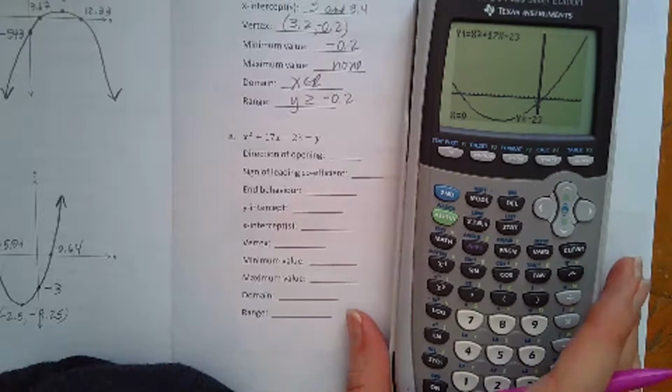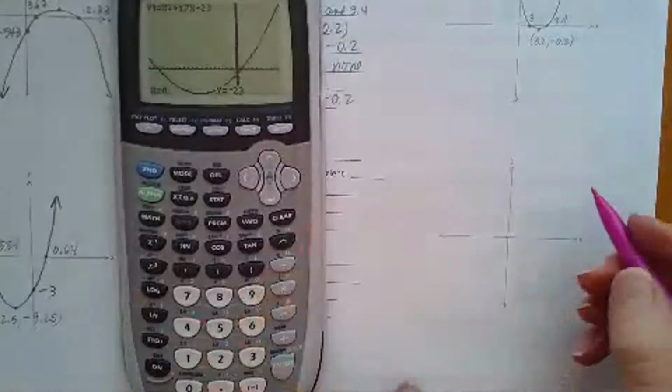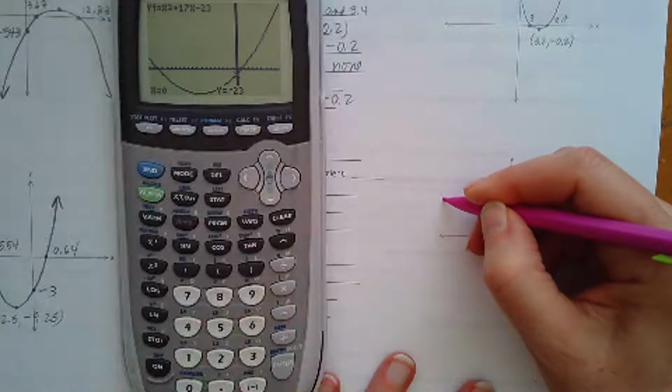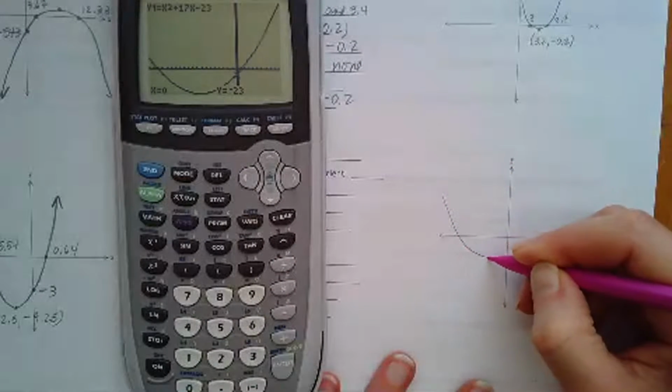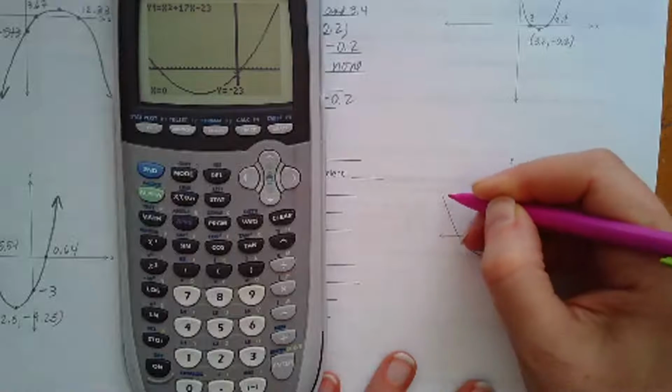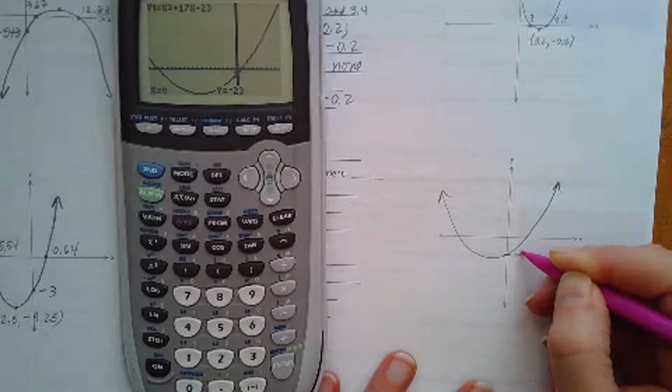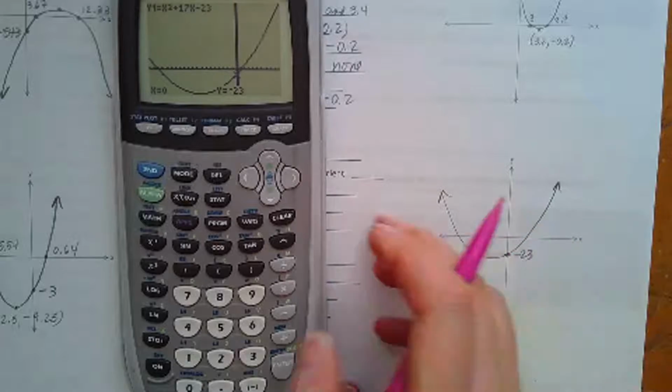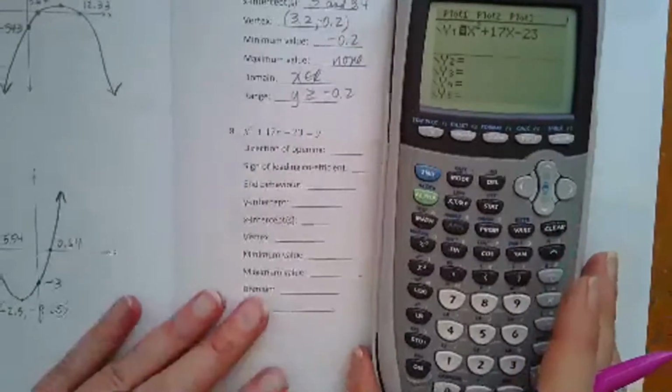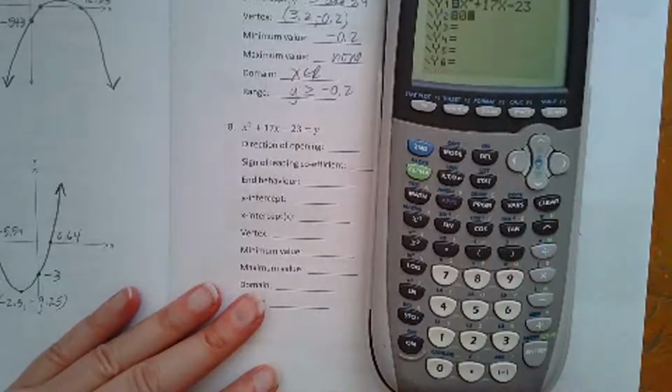So I have a negative 23. So this is a really weird, strange one in a way, right? It kind of goes like this. Maybe not even that low, but so this is negative 23. And then let's find our x-intercepts. Put a y2 of 0.